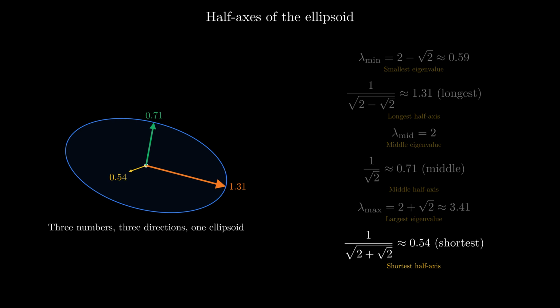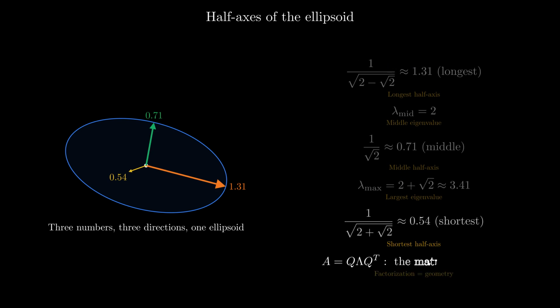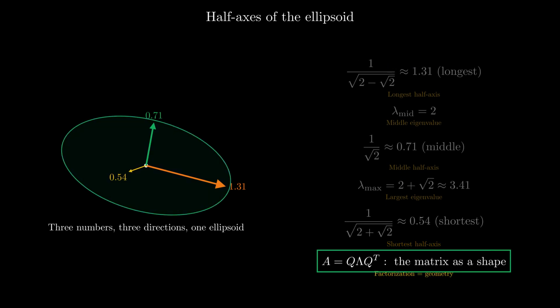The 4 tests detect positive definiteness. The Principal Axis Theorem visualizes it. The equation A equals Q lambda Q transpose isn't just a factorization. It's the full geometry of the matrix, written in coordinates the shape itself prefers.